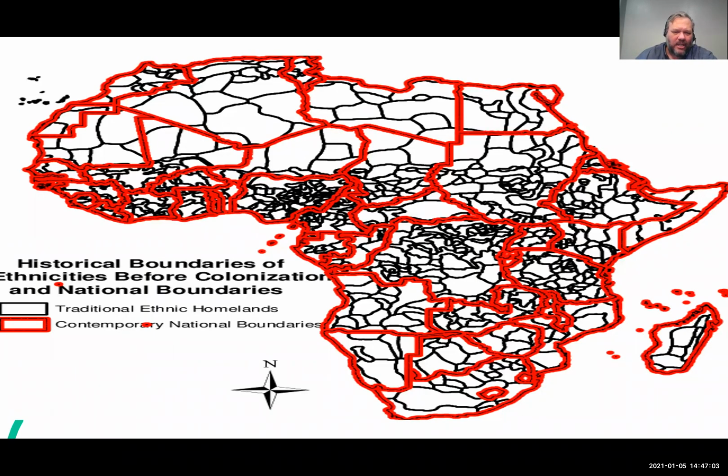When they decided to draw borders in Africa, here's how they did it. And note, and this is where we still see problems today, we have traditional ethnic homelands. Africa has a lot of different ethnicities, like all other continents, and so you can see, each area here, that would be an ethnicity, that's an ethnicity, that's an ethnicity.